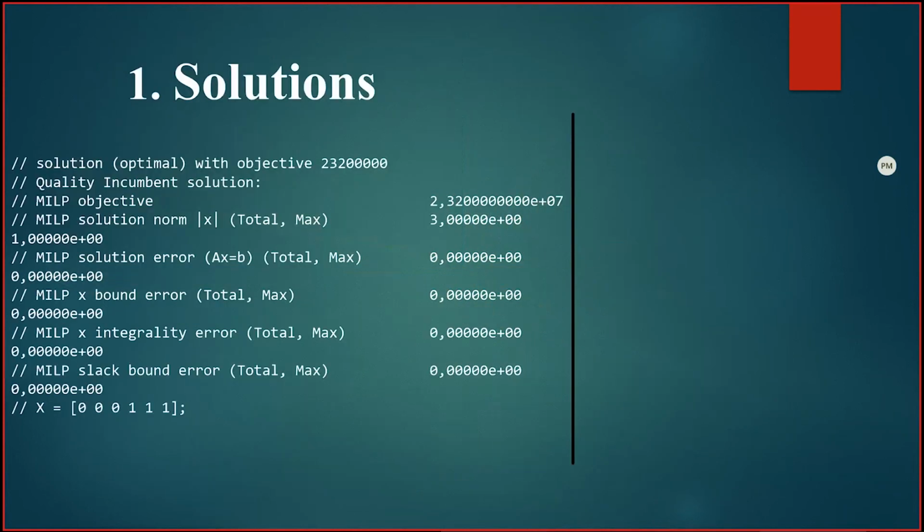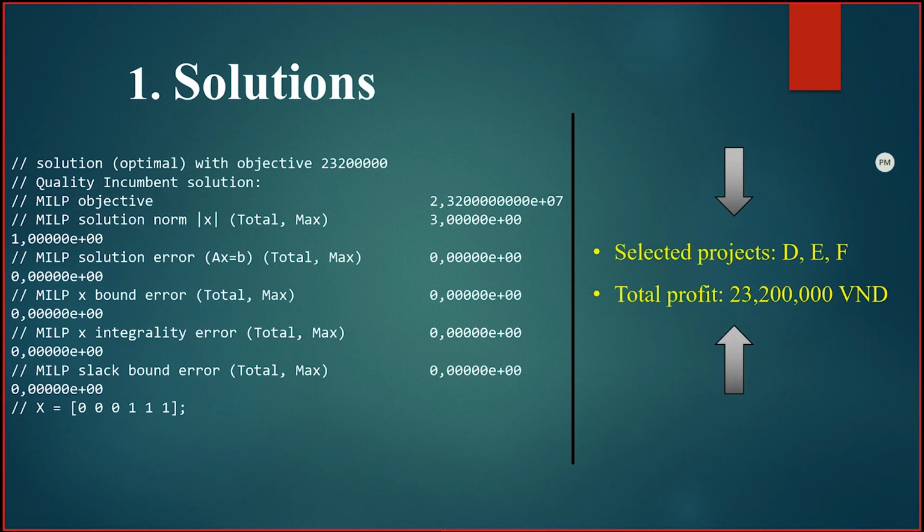For the solution, this is the result after the simplex has run for a few seconds. For S1, 2, 3, 4, 5, 6, the results are 0, 0, 0, 1, 1, 1 respectively. That means project DEF is the chosen project, and the maximum profit it brings us is about 22 million dollars.